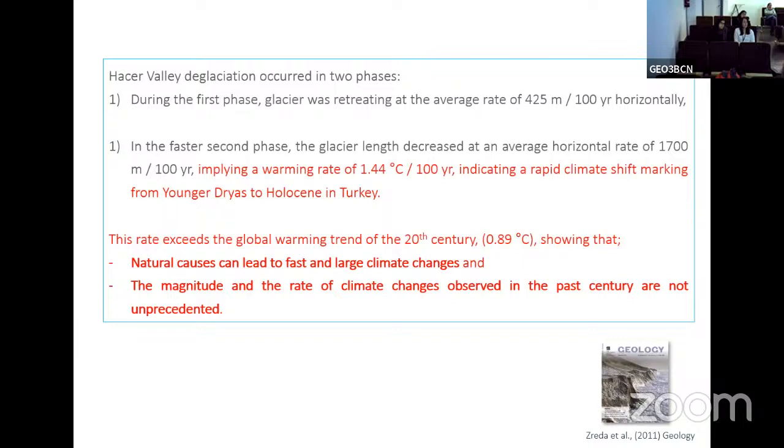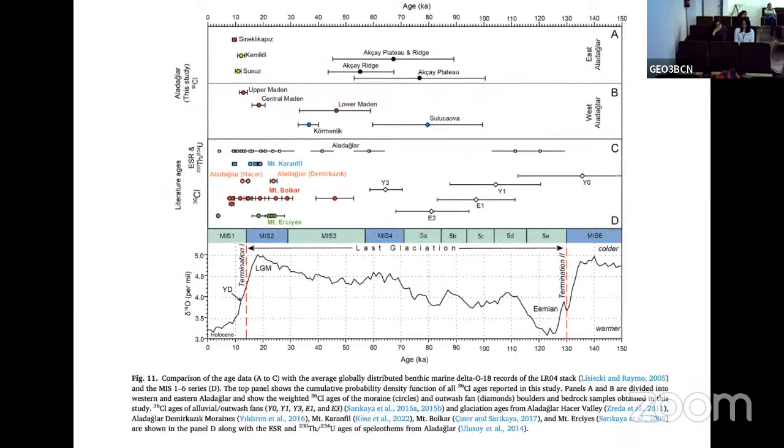This was our conclusion: this rate exceeds the global warming trend of the 20th century, showing that natural causes can lead to fast and large climate changes, even before the humans. Nature can do a very fast climate change. I'm not minimizing the human impact here, don't misunderstand me, but nature also can do that very fast. The magnitude and rate of climate changes observed in the past century are not unprecedented. So long ago, we also had some very fast warming of temperatures.